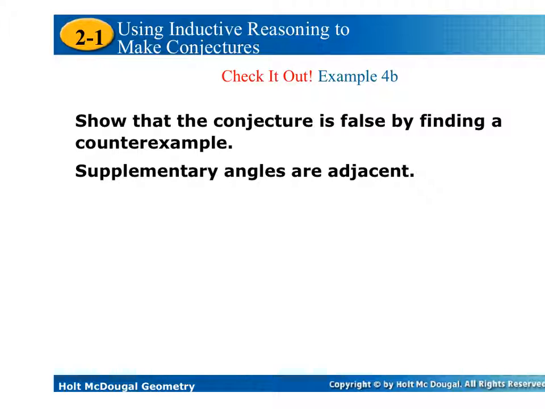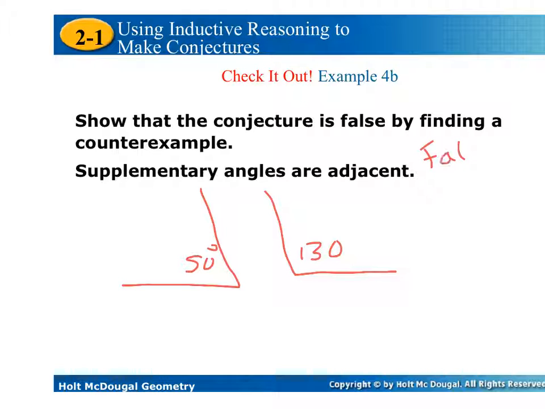Because we're trying to prove this to be false. So if we had an angle here that was 50 degrees, what would its supplement be? 130. Are these two angles adjacent? No, they don't share a side. They're not touching. So we prove this to be false, and this would be our counterexample.